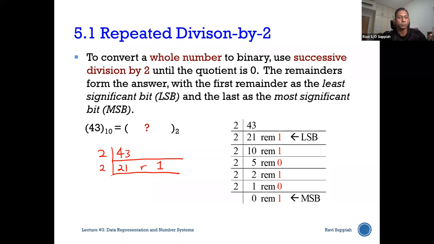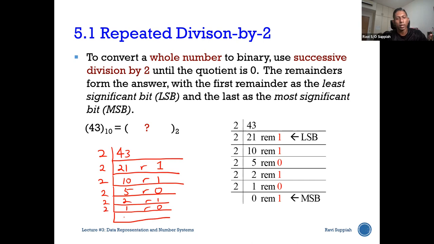So again, divide by 2. I'll get 10, remainder 1. I divide by 2 again, so in this case, I get 5 with no remainder. Again, I divide by 2, I get 2, remainder 1. Again, I divide by 2, I get 1, remainder 0, and finally I divide by 2, I get 0, remainder 1. And this is basically the full binary string.